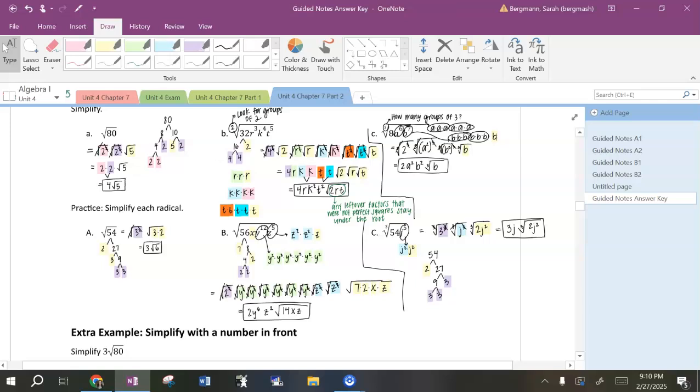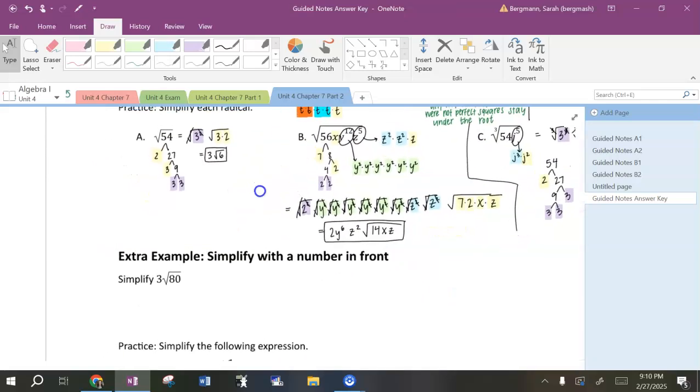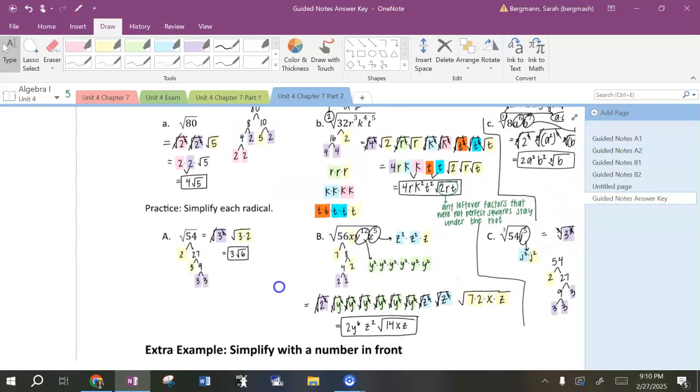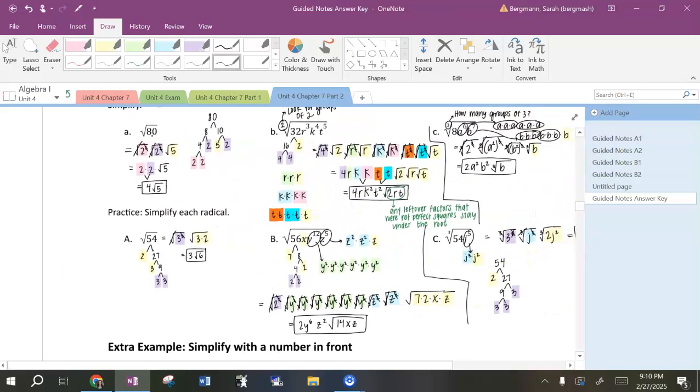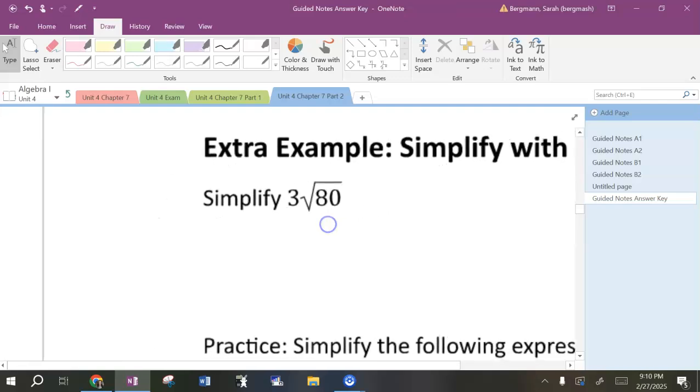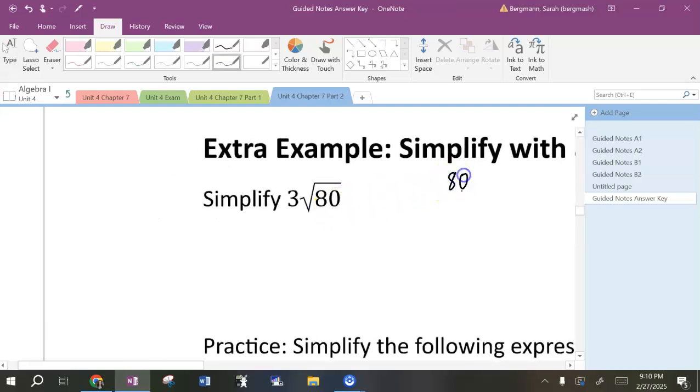Last but not least, I want to do one last one where there's a number in the front. So let's say we wanted to simplify this 3 radical 80. We already found out that radical 80 was 4 square root of 5. We did that up here. So let's just repeat what we did there. 80, we made our factor tree. I think we did 8 and 10.